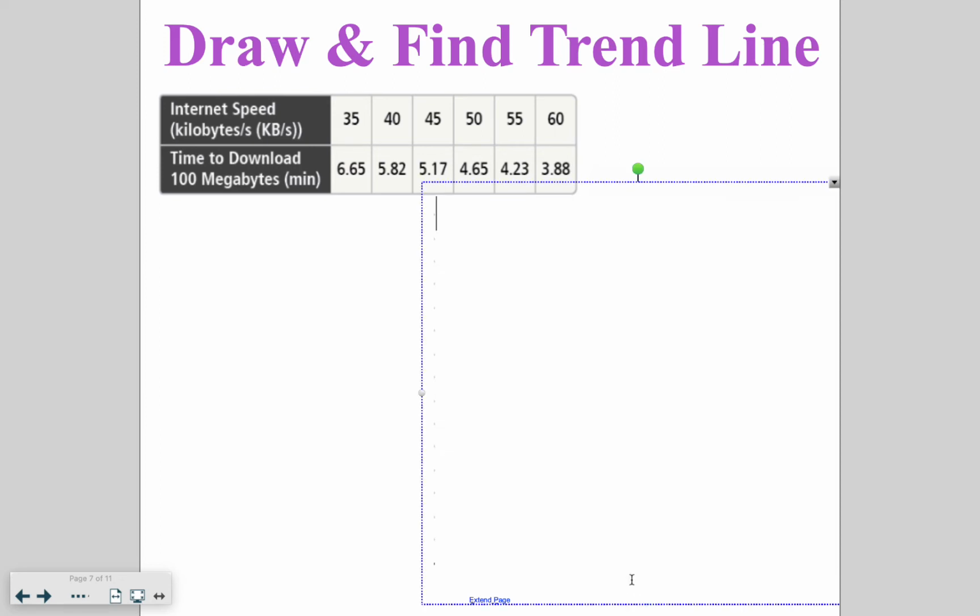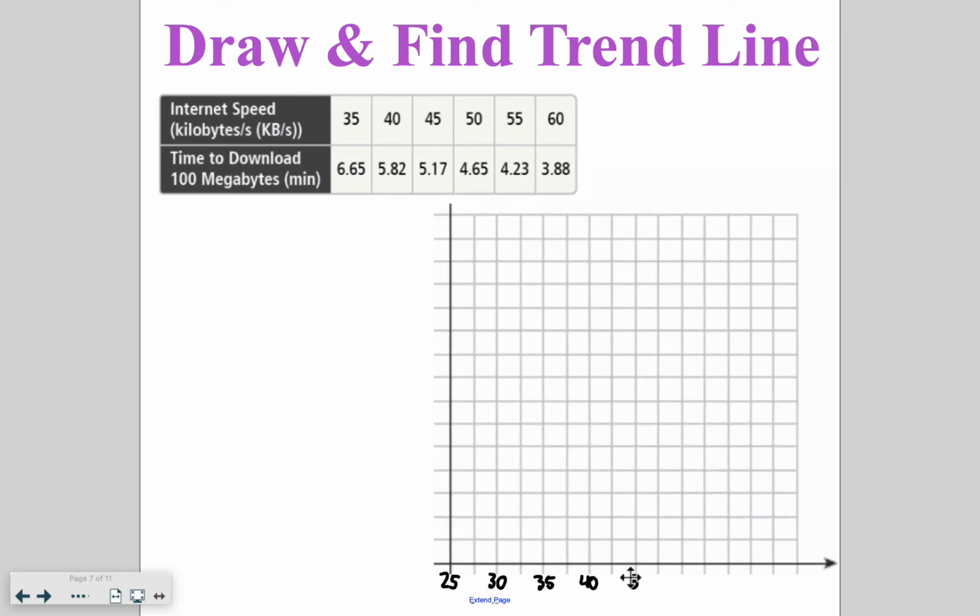45, oopsies, 45, 50, 55, and 60. So I've used basically the whole graph and my points will be spread out. Then I look at my y values and my lowest one is 3.88. My highest one is 6.75. So we're roughly going from 3 to 7.